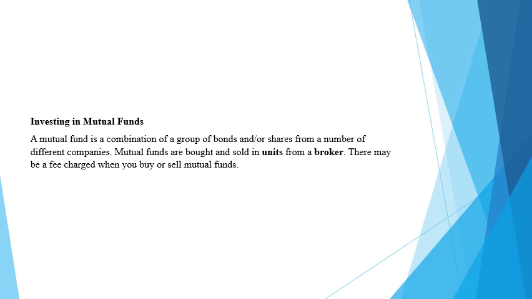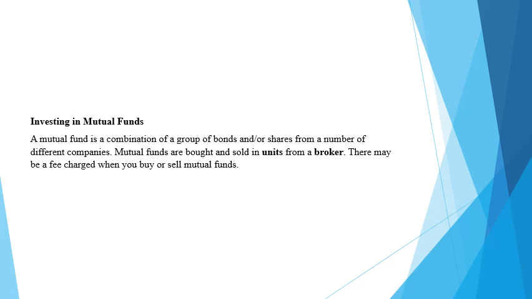Okay. And the last type of investment we're going to look at is mutual funds. So like I said, a mutual fund is a combination of a group of bonds and or shares from a number of different companies. Mutual funds are bought and sold in units from a broker. They may charge a fee when you buy and sell mutual funds.